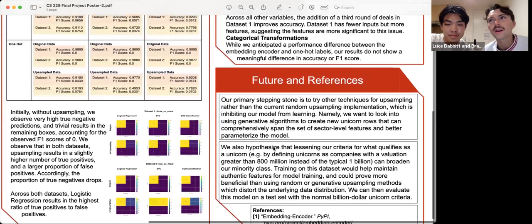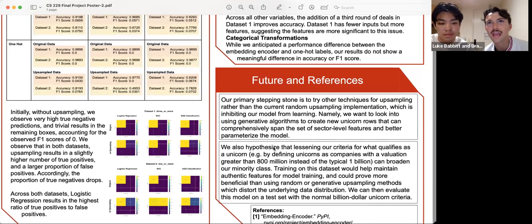Yeah, and then looking forward at ways to improve this model, we're definitely focusing on better methods of upsampling and improving the predictive quality of the minority class. And so one idea would be, rather than using a random upsampling technique, using generative algorithms to really create some rows that better exemplify the sector level features and can help parameterize the model in a way that accounts for the minority class better.